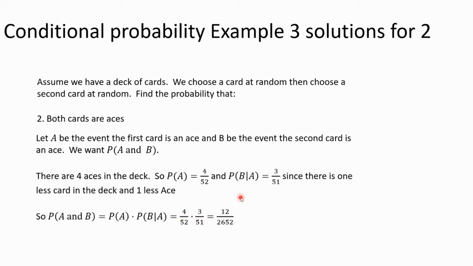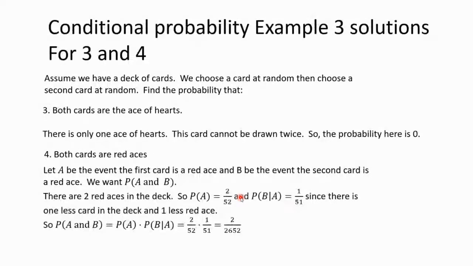Okay. So that's what happens with the aces. Now, both cards, let's say, were the ace of hearts. Well, hopefully you saw this is going to be 0. Now, why is that? There's only one ace of hearts in the card deck. You can't draw it more than once. It's impossible, because there's only one ace of hearts. Hence, the probability here must be 0.